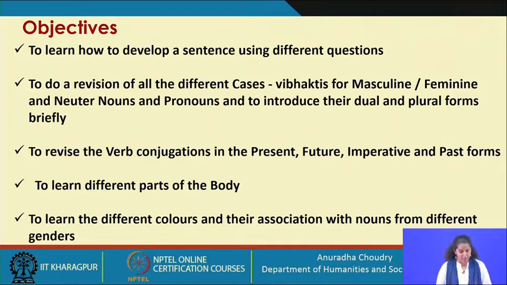And then we will learn the different parts of the body. I'm hoping this will be interesting for those of you who are in the yoga world, and it would just be a fun exercise to try and identify the Sanskrit terms for the different parts of the body and then connect it to your own yoga practices. And finally, to learn the different colors and their associations with nouns from different genders. So how adjectives in Sanskrit go along with the different genders of the words, as well as take on their cases, and that's how you know that these words are together. But I'll just give you a taste of it.